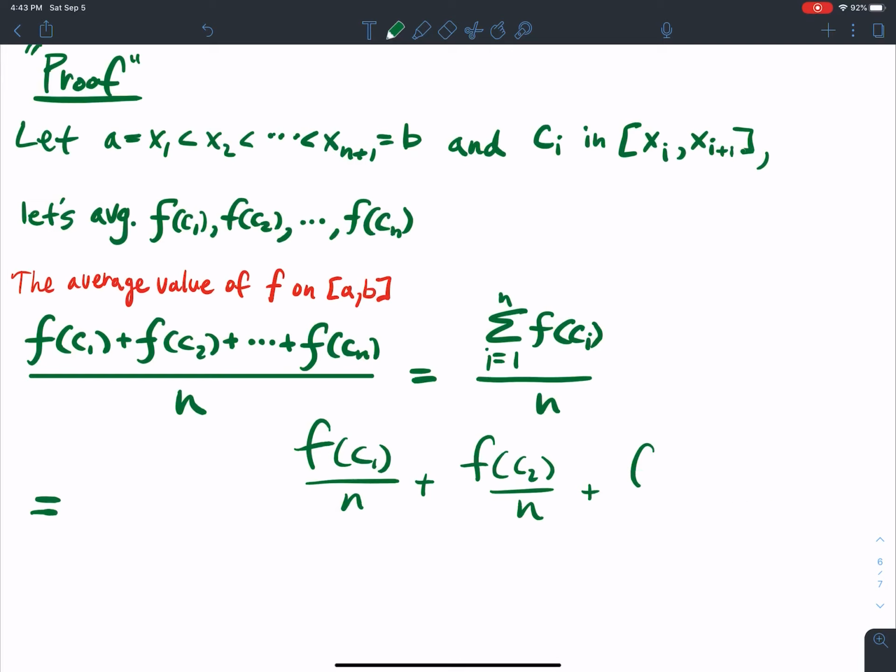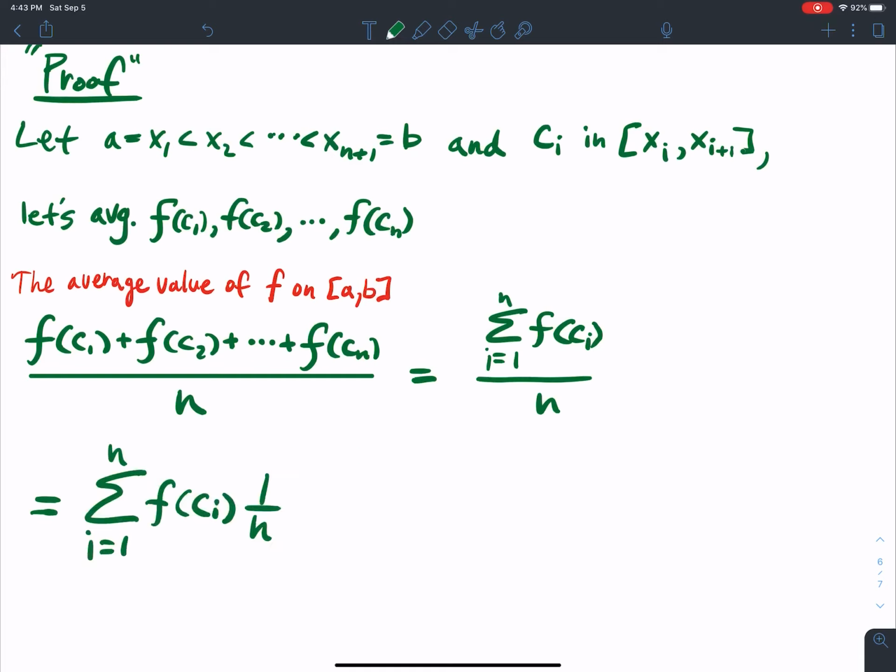I can divide by n in each individual term. So I'm going to pull that 1 over n inside of my sum, and I can do that since it's not dependent on the index i. Okay? And now I'm going to multiply by a clever 1. But if I multiply by b minus a, I need to divide by b minus a. That way I am multiplying by this clever 1 that doesn't change the original equal sign that we have here.